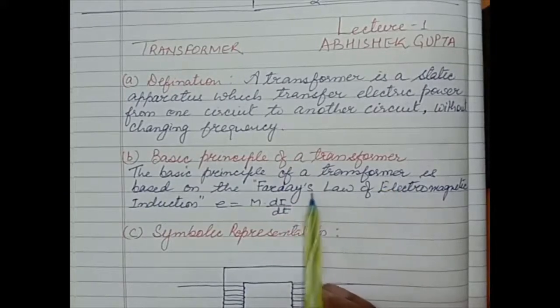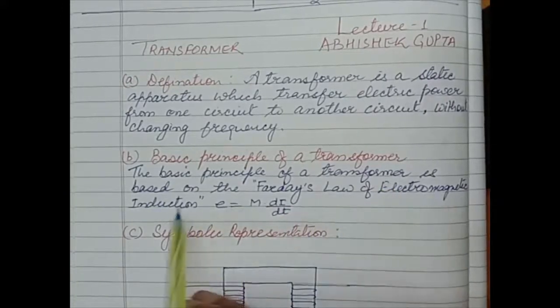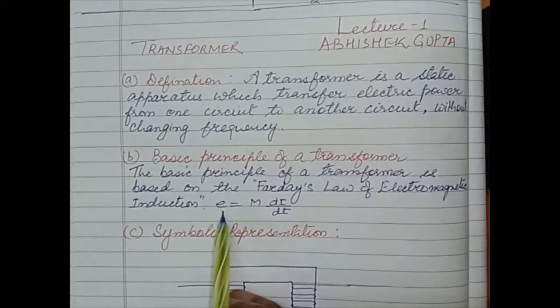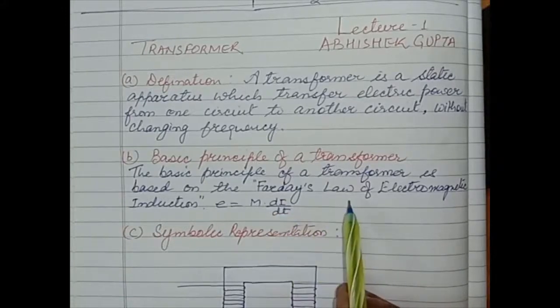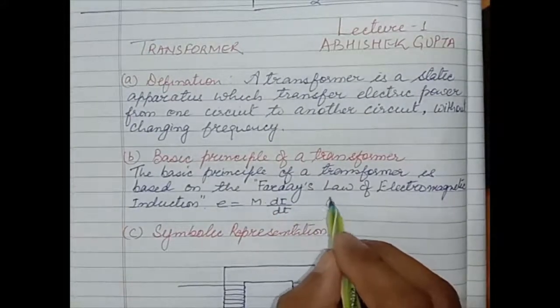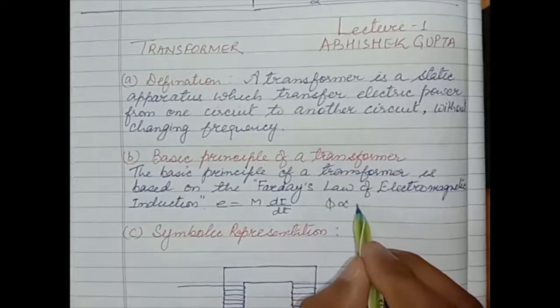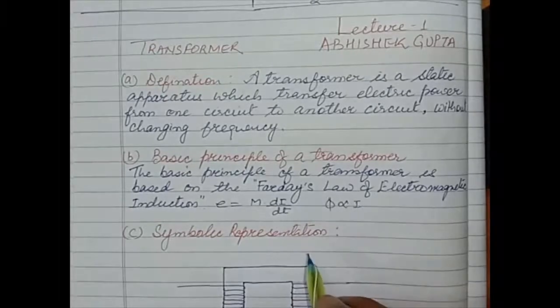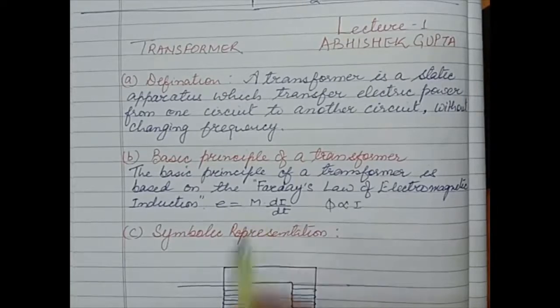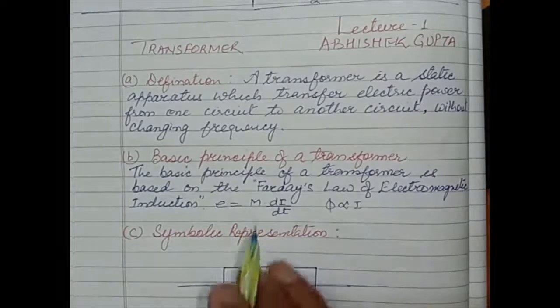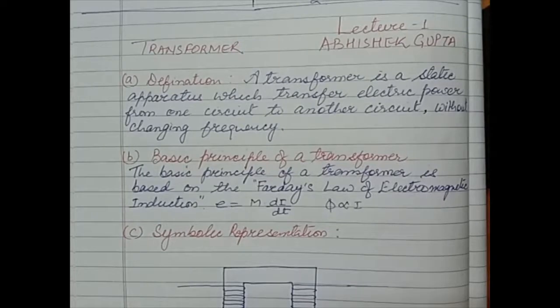Then the basic principle of a transformer is that it is based on Faraday's law of electromagnetic induction, that is E is equal to M di by dt, and di by dt is the rate of change of current, which produces the flux. So flux depends upon current. Okay, and M is the mutual induction. We'll discuss each and every term one by one.